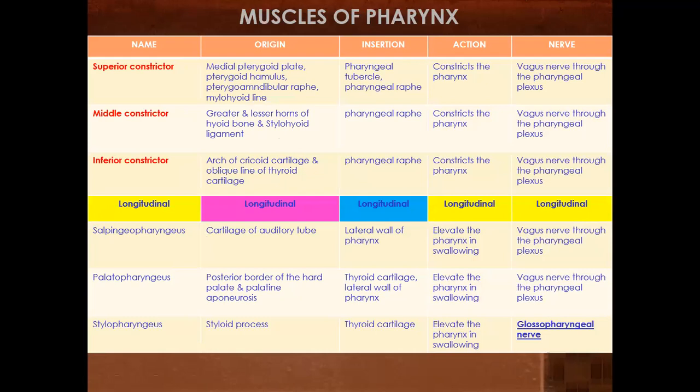Now coming to the muscles of the pharynx. There are actually broadly classified into two types. One are called the constrictor muscles, and the second are called the longitudinal muscles. The constrictor muscles are three: superior, middle, as well as the inferior constrictors. And the longitudinal muscles are again three. Actually, there are three pairs on both sides. These are the constrictor muscles, and the longitudinal muscles are the salpingopharyngeus, palatopharyngeus, and the stylopharyngeus.